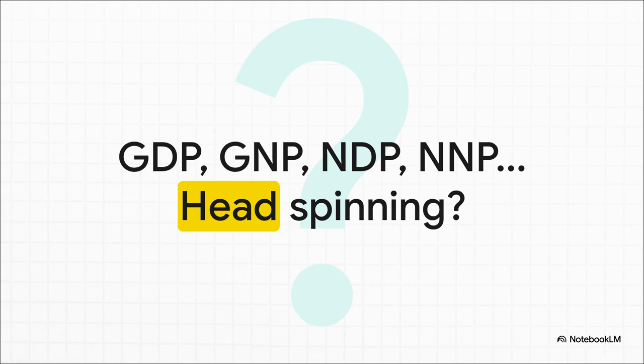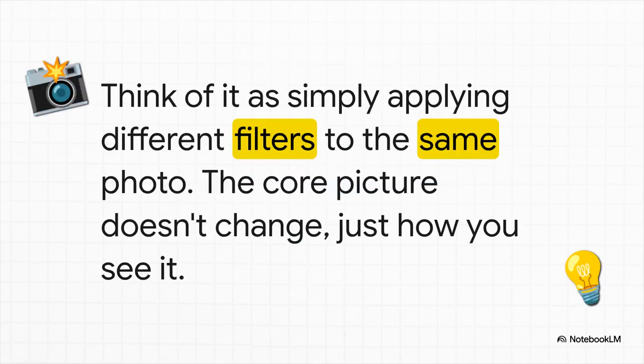But what if I told you there's a really simple trick to understanding all of it? Well, there is. You see, the key is to stop thinking of these as totally different concepts. Just imagine you have one single photo. You can put a black and white filter on it, a sepia one, or maybe make it super vibrant. The original image doesn't change, just the way you're looking at it. That's exactly what we're doing here with national income.